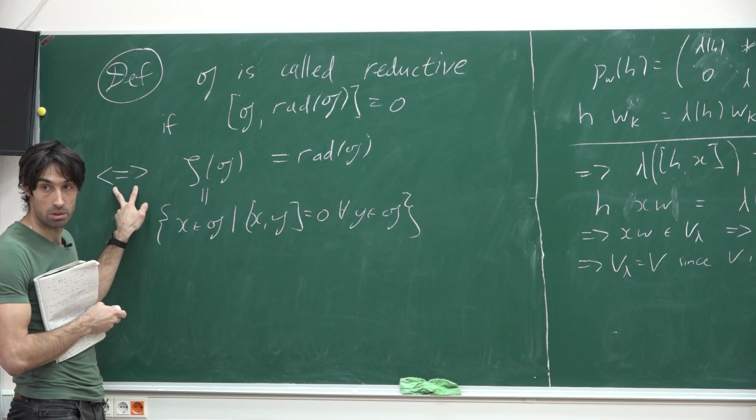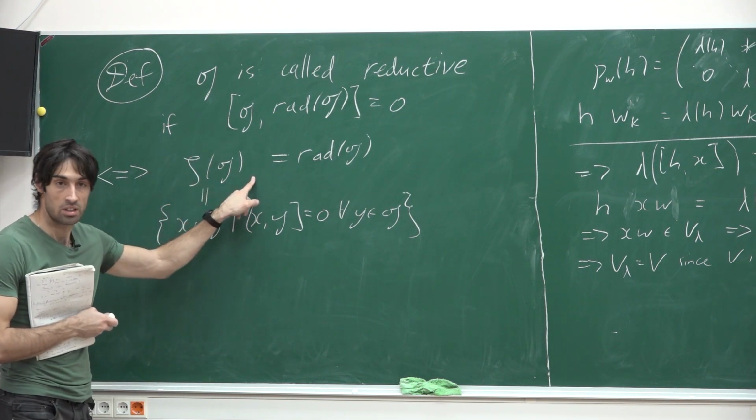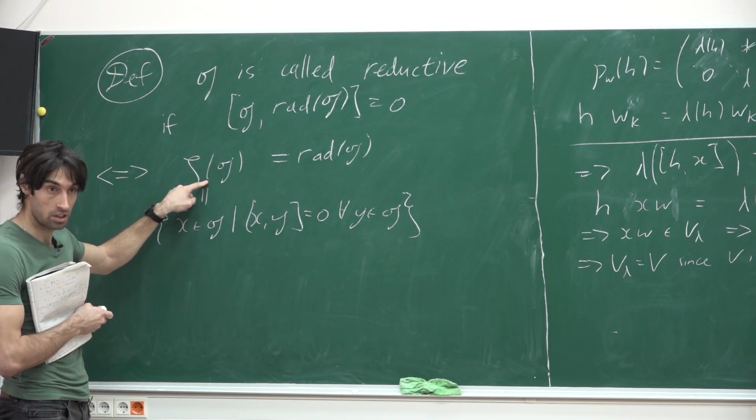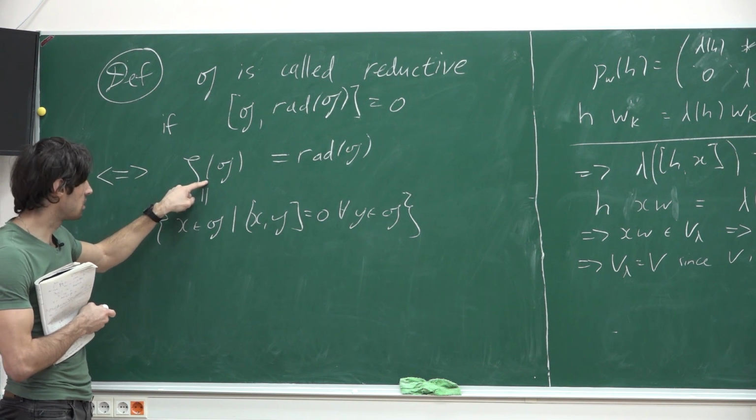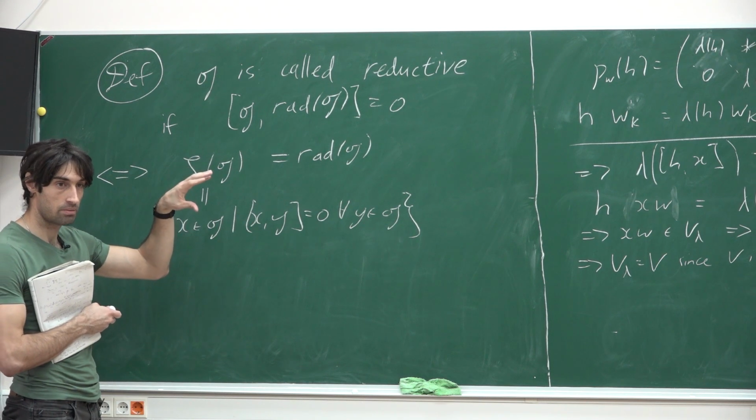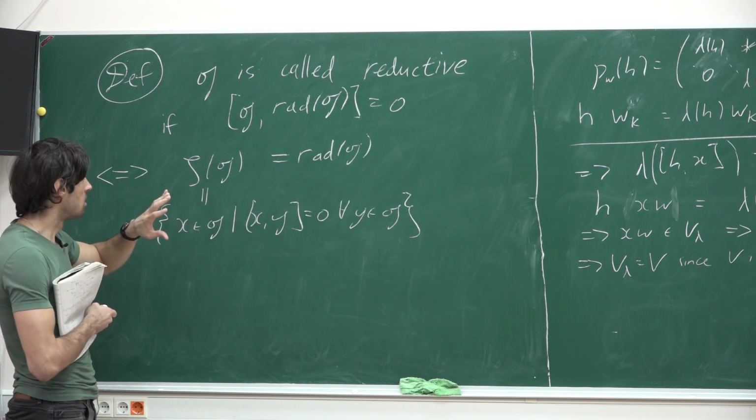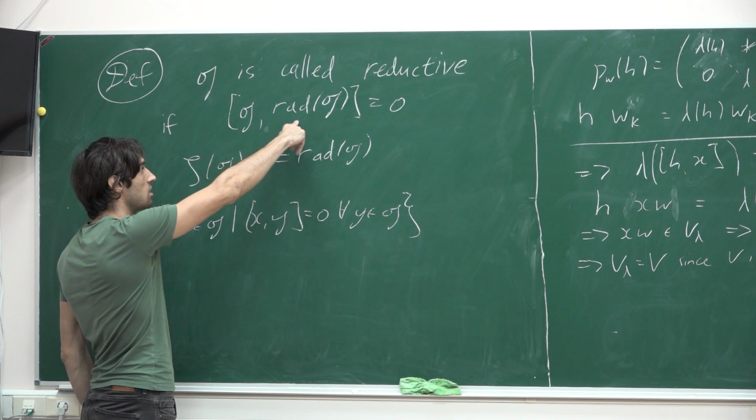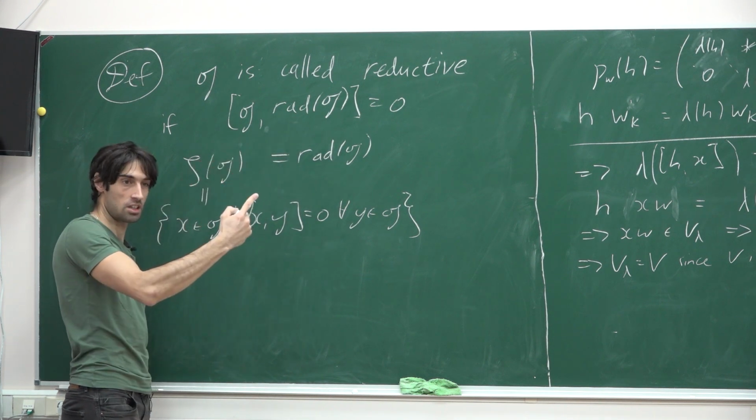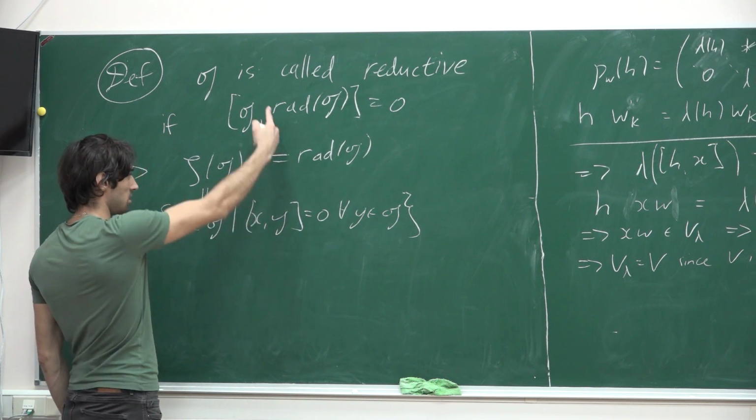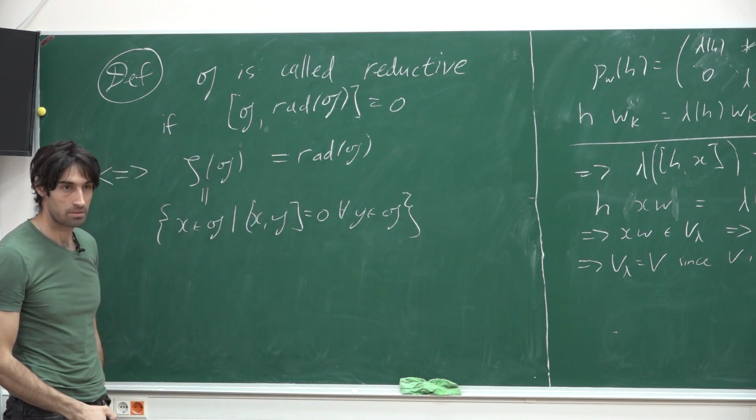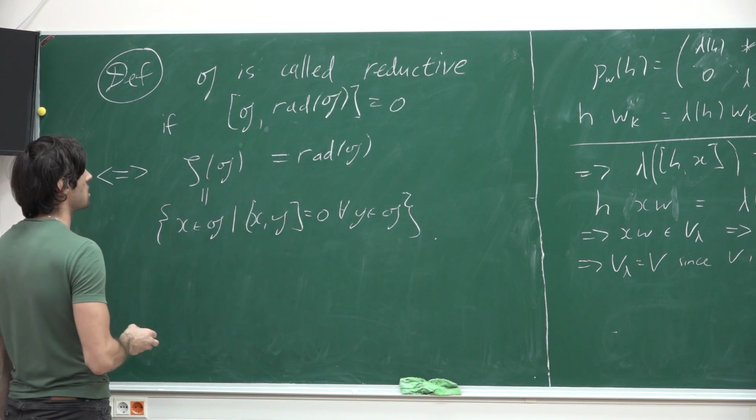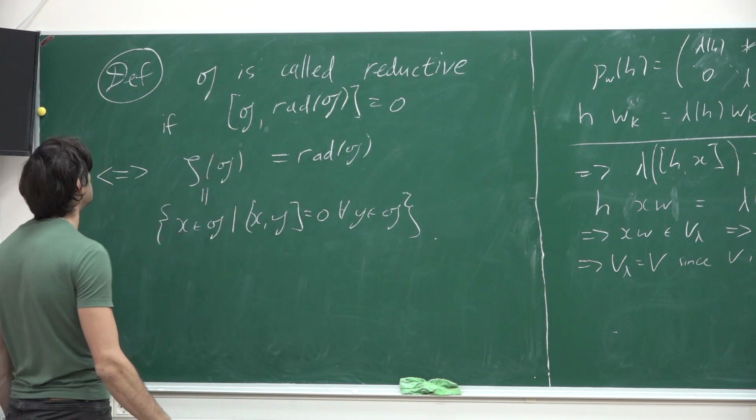Why is this equivalent? So this and this. Okay, let's see. The center is a commutative ideal. It's an abelian ideal. So therefore, it's solvable. So therefore, it's inside the radical, right? In any case. All right. On the other hand, this condition says that the radical commutes with everything. So it's inside the center. So therefore, these two things are the same. So reductive means that the radical is the same as the center, or this condition, so they are equivalent.